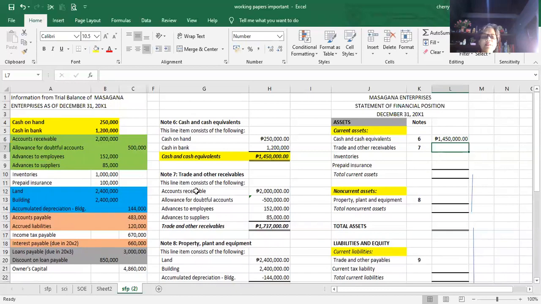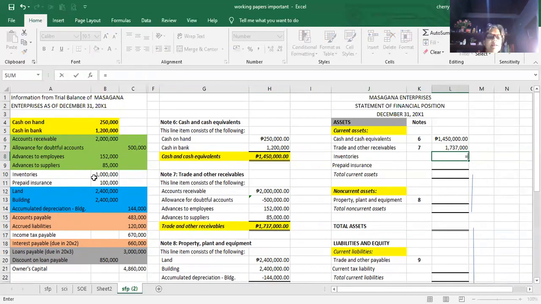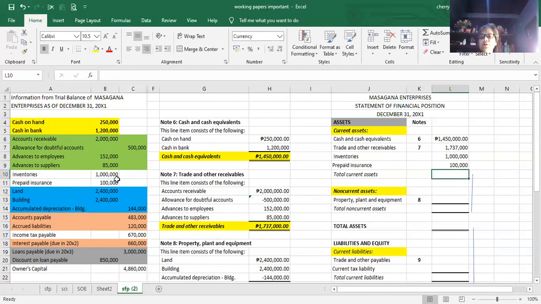And then trade and other receivables per our note 7. So we have 1,737,000. How about inventories in our data? We're going to call it also. So inventory is 1 million. How about prepaid? Prepaid is 100,000. So you're going to sum it up. Let's add ciphers for proper presentation. Then sum it up, and you get 4,287,000. It's easy, right?